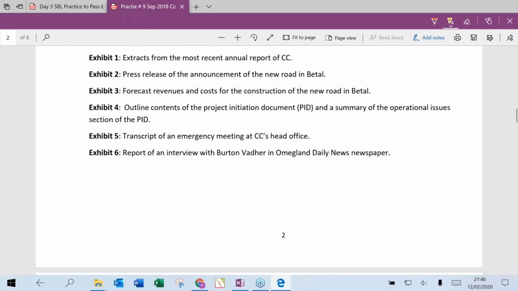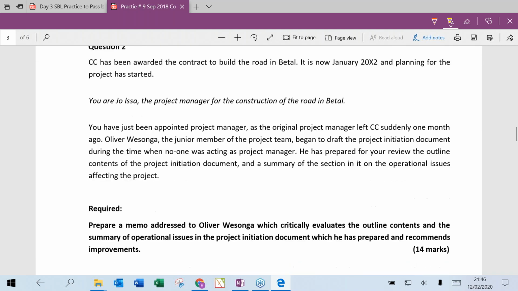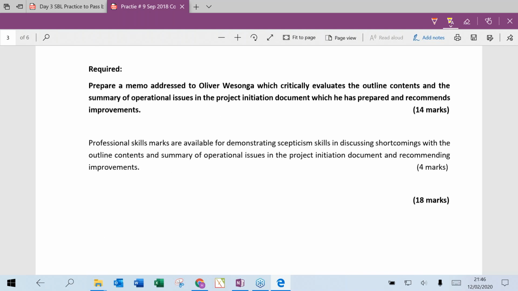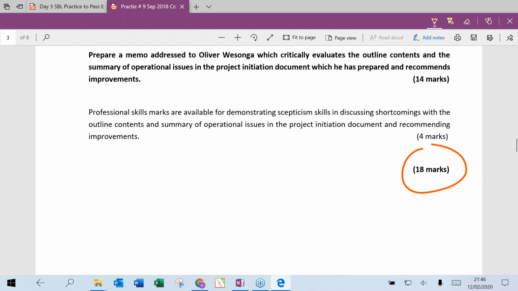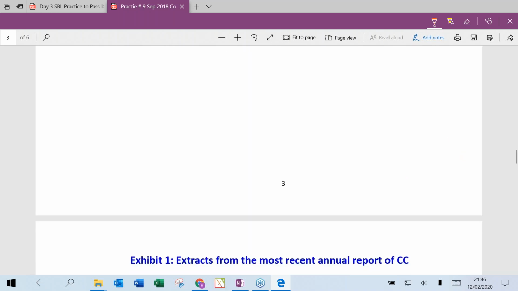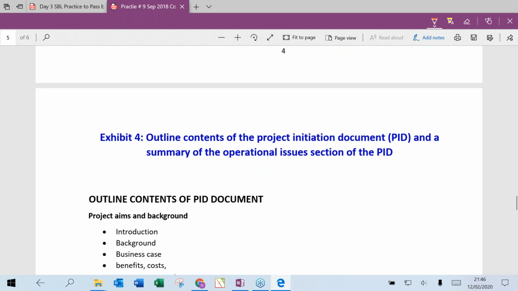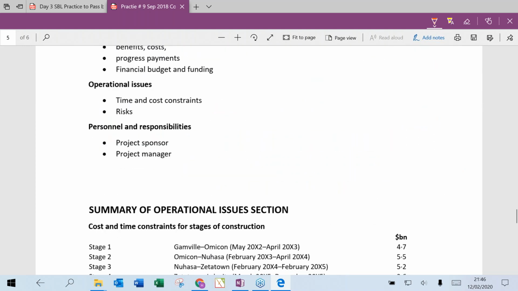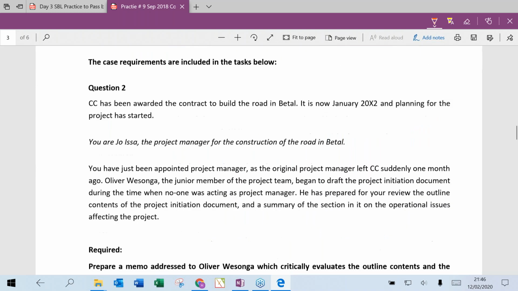Introduction, list of exhibits. Question number 2, 18 marks. Oh my God, this is big. And then exhibit 1, and then exhibit 4. Okay, let's start, guys.